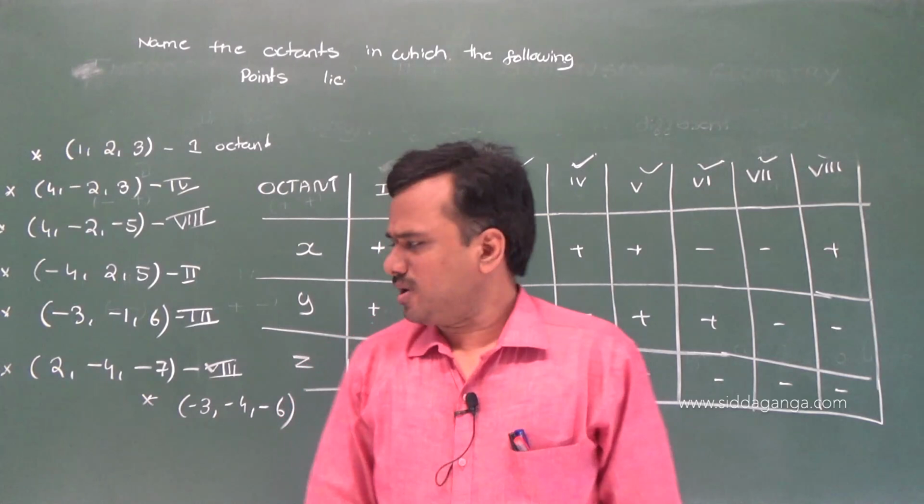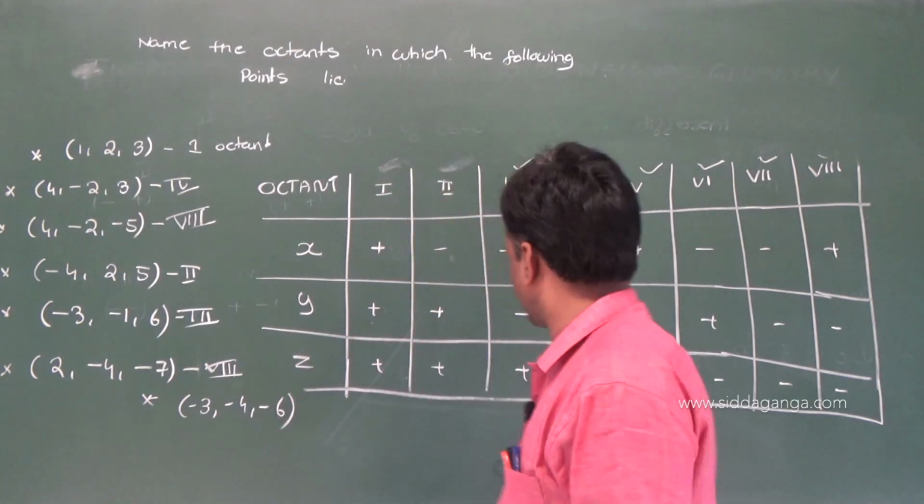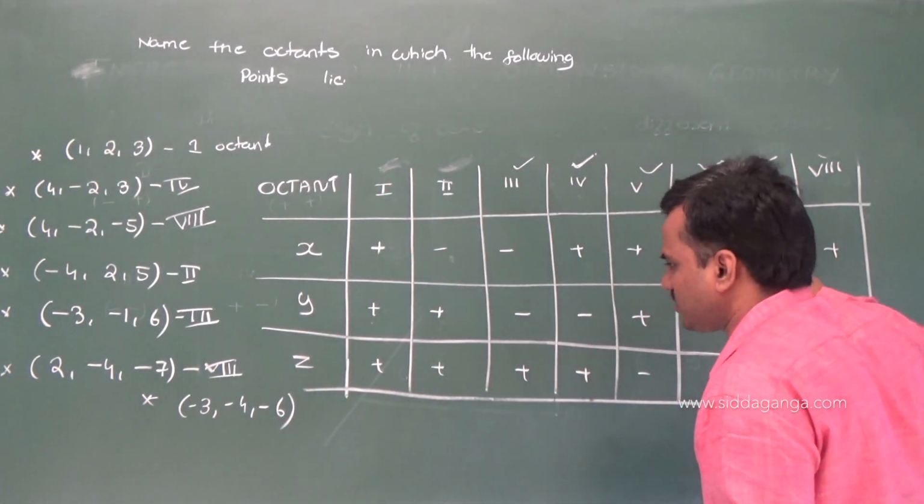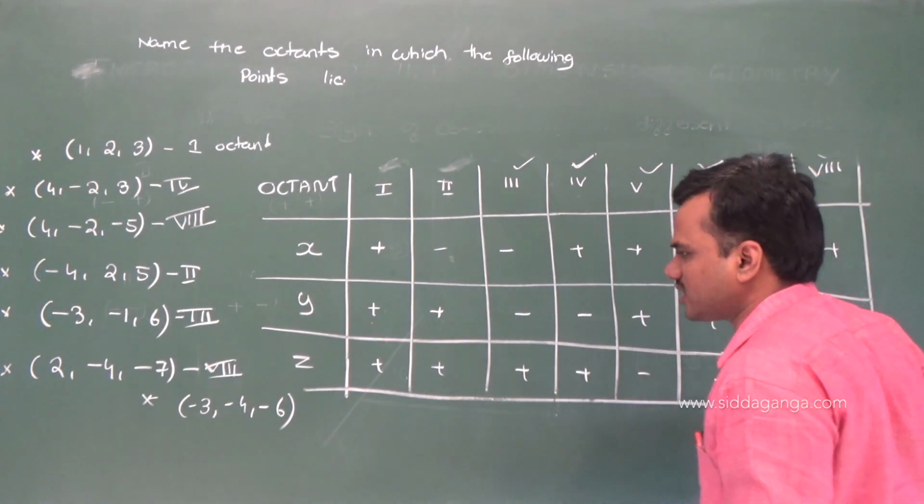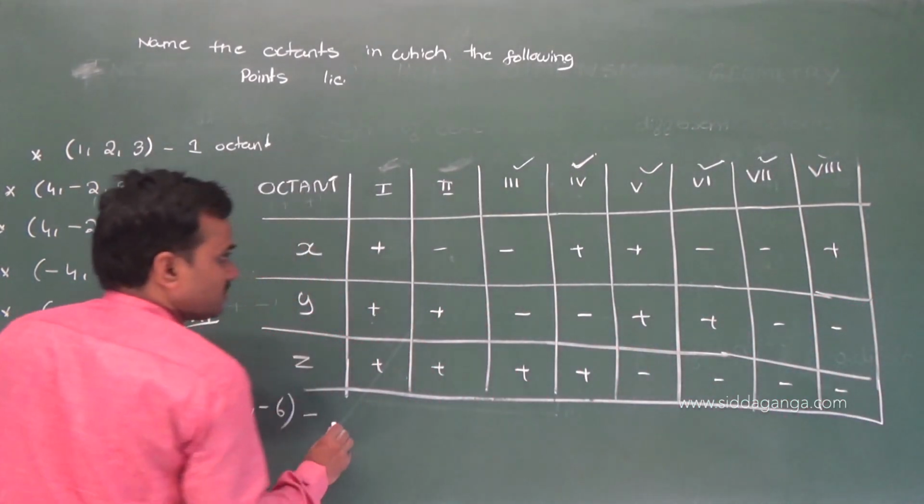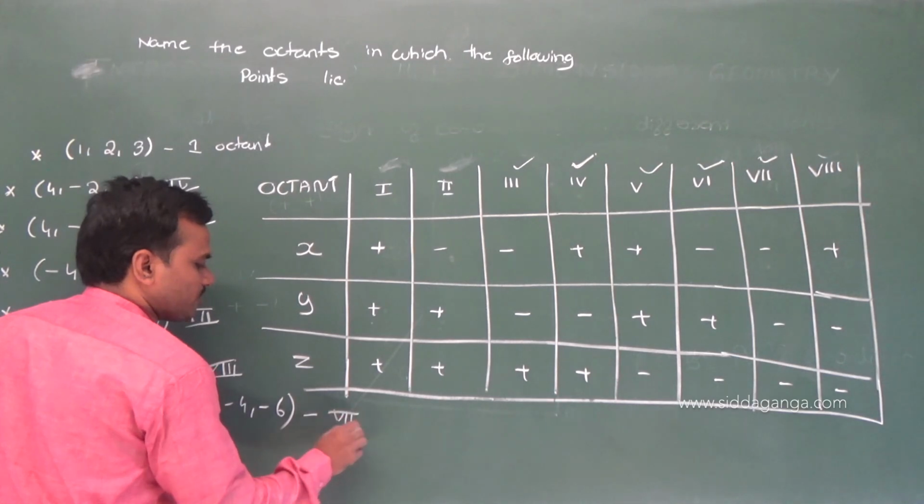One more problem, minus 3 comma minus 4 comma minus 6. See, x coordinate is negative, y coordinate is negative, z coordinate is negative. It is nothing but the seventh octant.